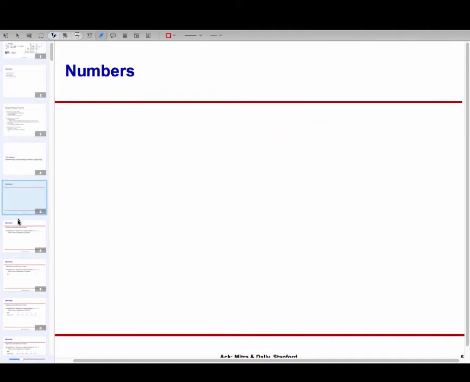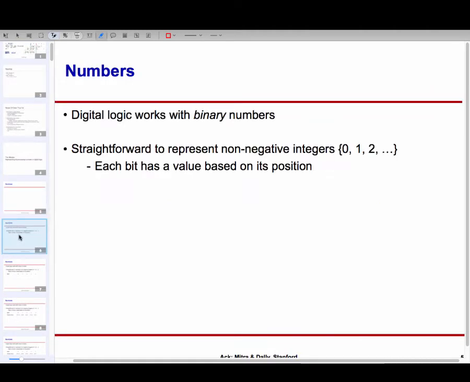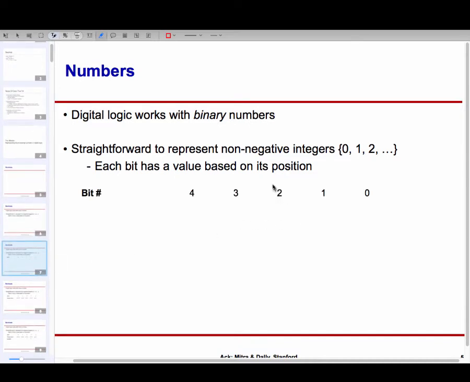So let's start with representing numbers. If I am dealing with non-negative integers, 0, 1, 2, 3 onwards, then essentially the notation we have been using thus far could be used. So we basically think of bit numbers, bit positions 0, 1, 2, 3, 4, like this would be a 5-bit number. And then each position has a weight.